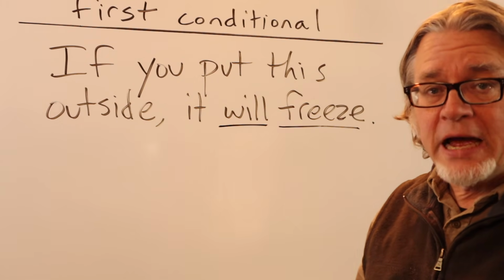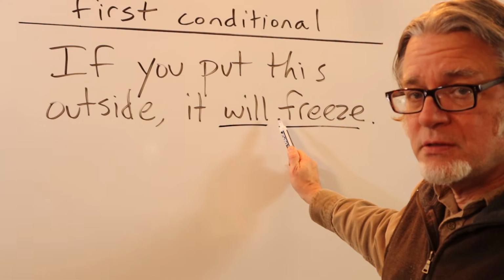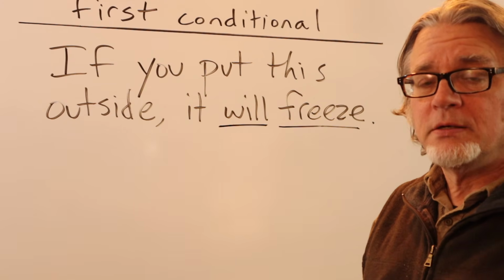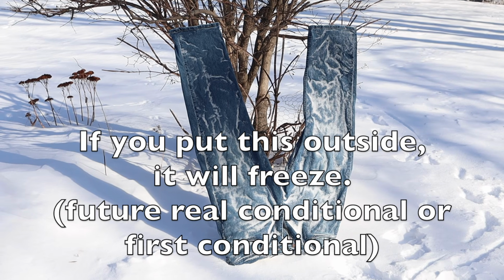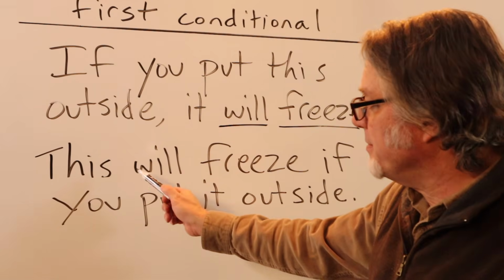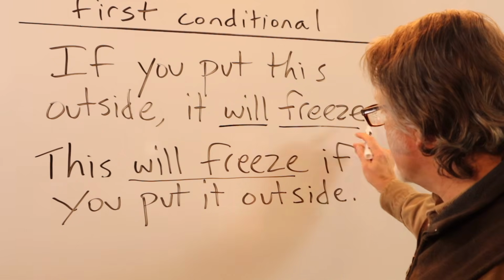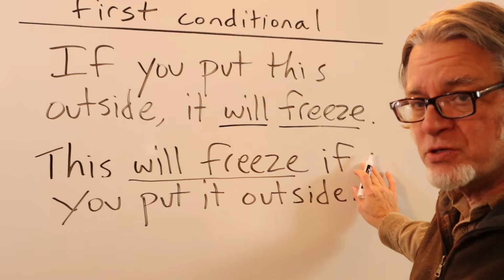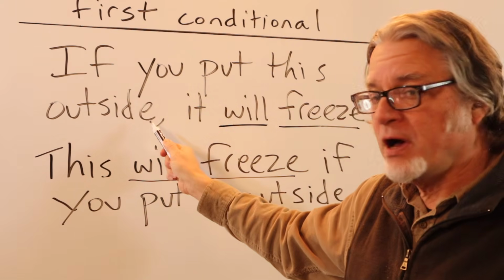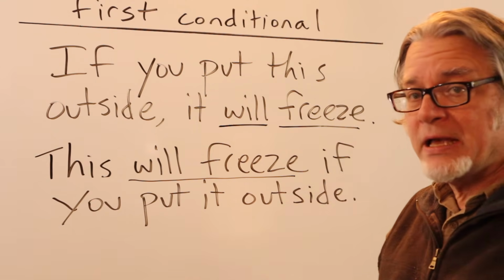It's very cold outside today. So if you put this outside, it will freeze. I know it will freeze because it's very cold outside. Or, this will freeze if you put it outside. Now, if is in the middle of the sentence and there's no punctuation. Over here, there's a comma at the end of this first clause. But here, when if is in the middle of the sentence, there's no comma.